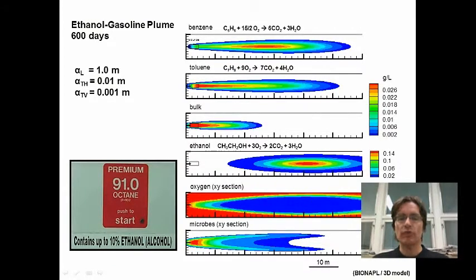Here's the oxygen depletion plume after 600 days. It tends to follow this ethanol. In this case, ethanol is consuming a lot of the oxygen. And in fact, this was the objective here, to look at the effect of ethanol on consumption of oxygen and degradation rates of the other components. So this oxygen depletion plume will also migrate down gradient. It's not retarded, but it's undergoing dispersion as well.